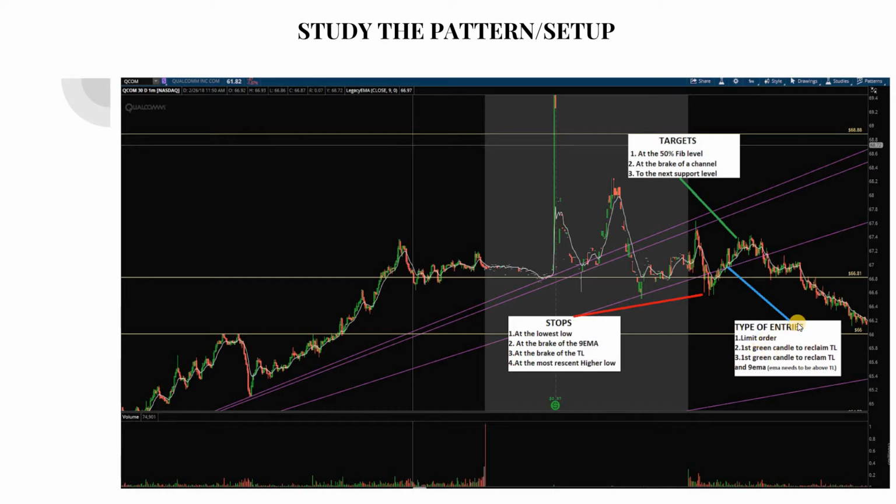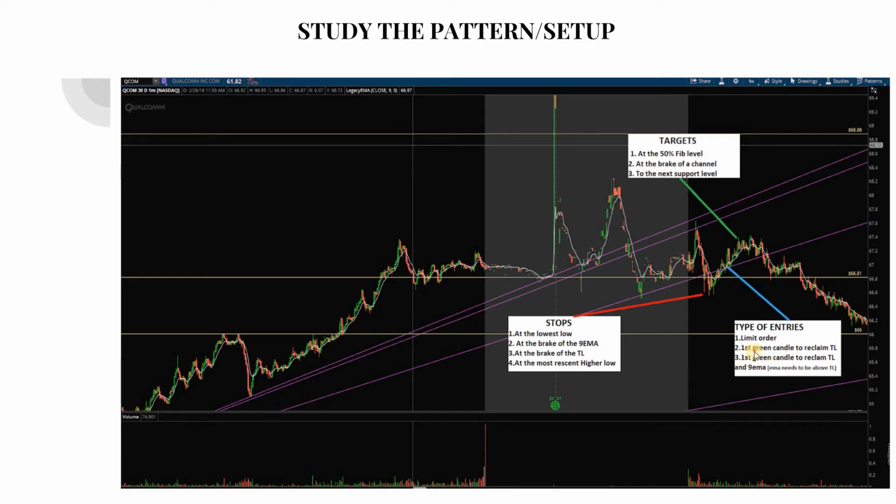For example, the types of entries. Obviously, the easiest one is just a limit order, right? Every time the market comes. By the way, I'm going to explain what I'm looking for in the next video. Right now, I'm just trying to explain the methodology behind what I do. So on my entries, the easiest one is obviously a limit order. Whenever you see a setup, just limit that thing.